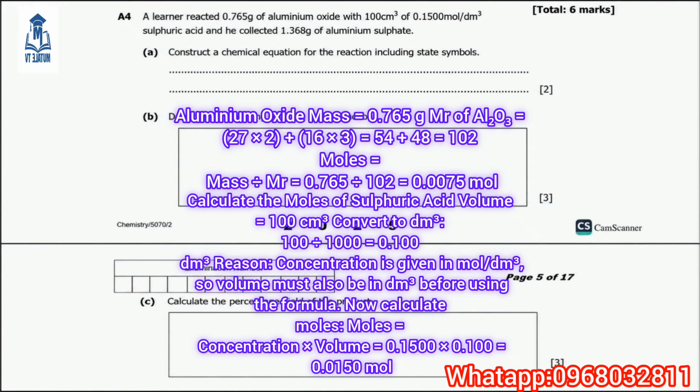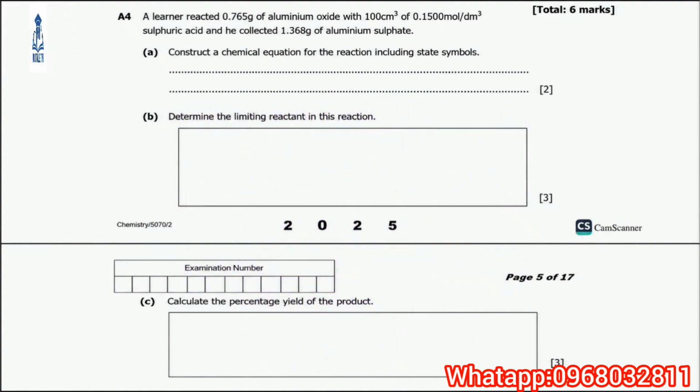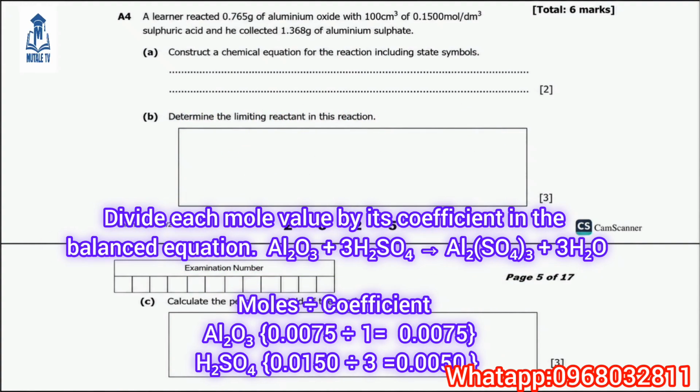So once you find the moles of the reactants, what you need to do is compare. Not compare, rather you need to divide the moles of the reactants by the coefficient in the balanced equation. I've put the balanced equation there on purpose because we need to get those coefficients and divide the moles we have found by them.